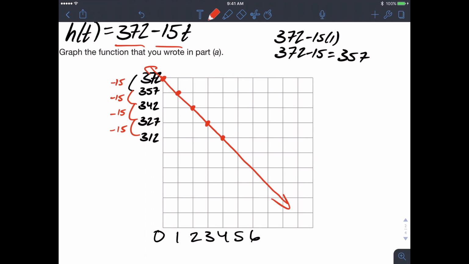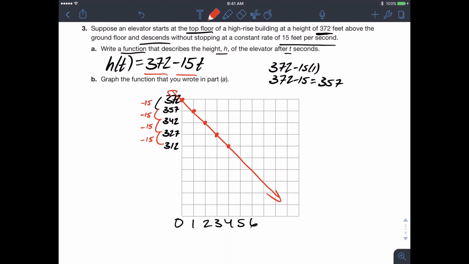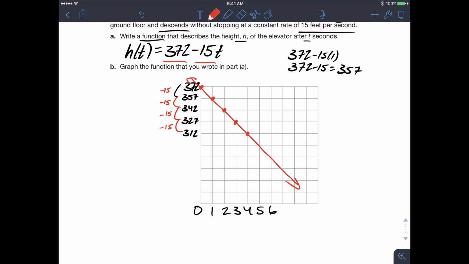Hopefully yours is nicer than mine. And that's it. There's your graph. Okay? Hopefully I explained it good enough. But you just keep subtracting 15. Okay? I'll do one more. 297. Alright, and you get it. So moving on.